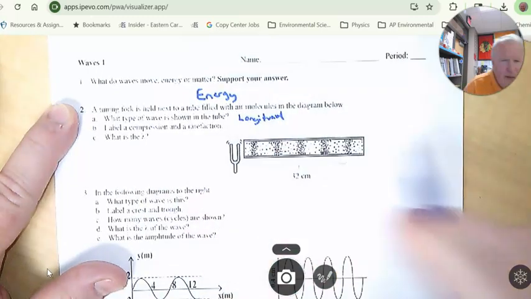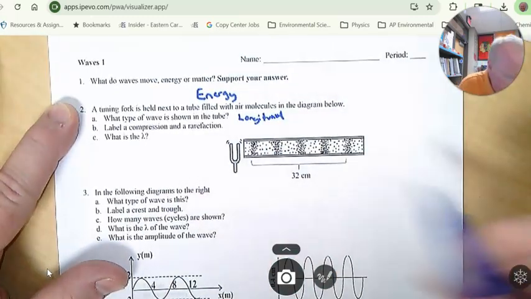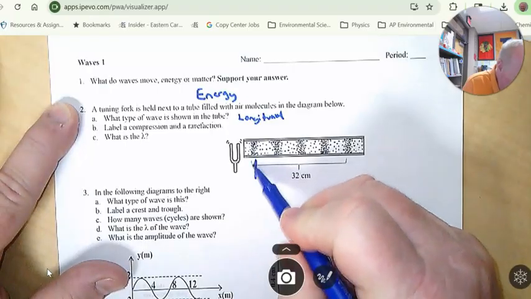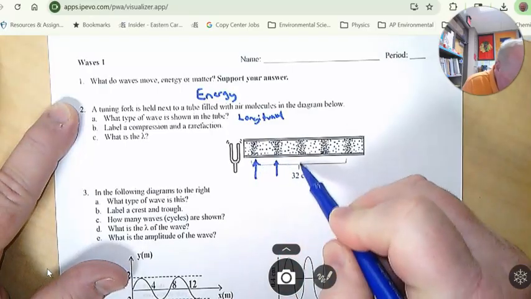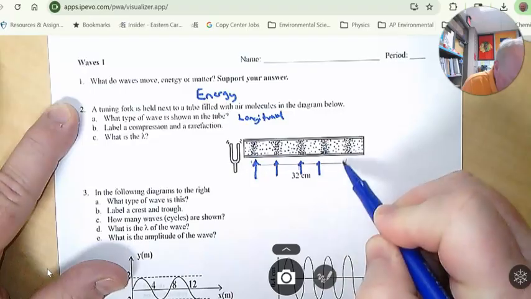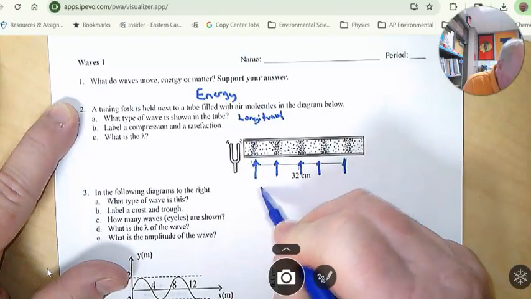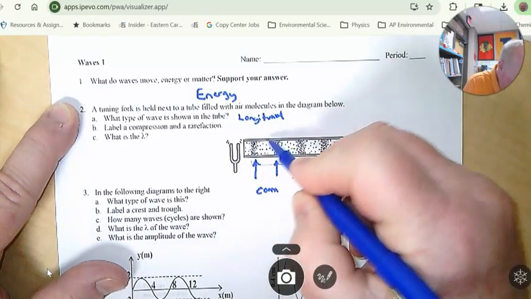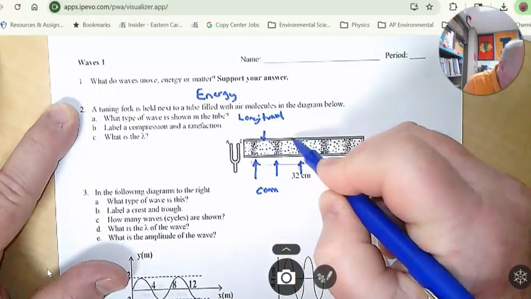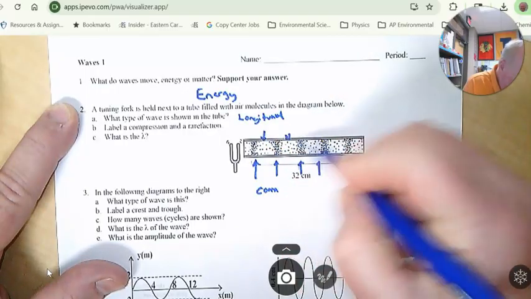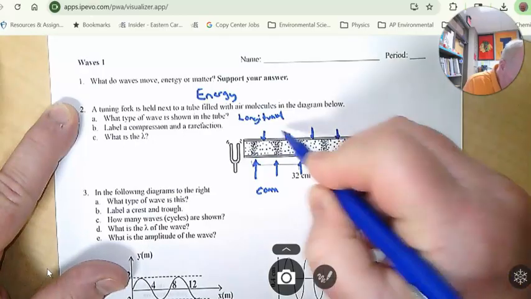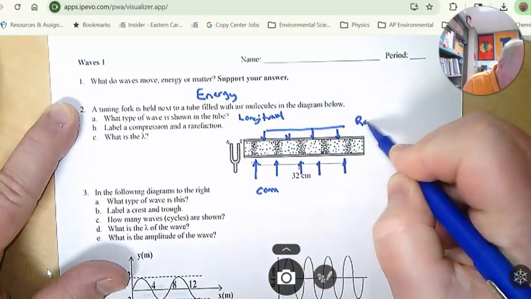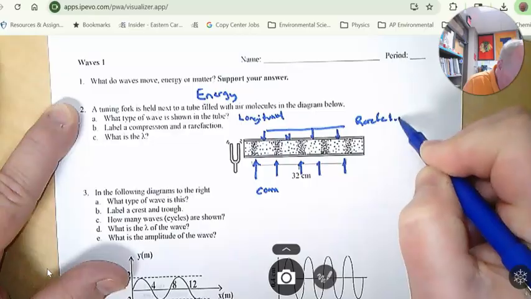Right, and then it says label the compression and the rarefactions. So here are the compressions where the air molecules are all together. So these are the compressions. And then the rarefactions are where they're all wide apart. So we can see them all right here. So all of these are the rarefactions.